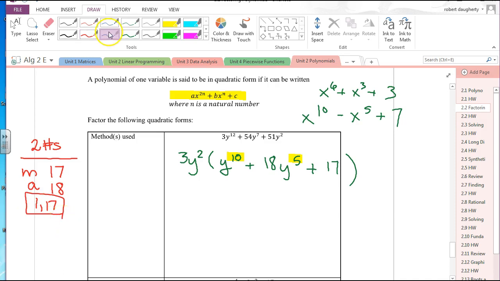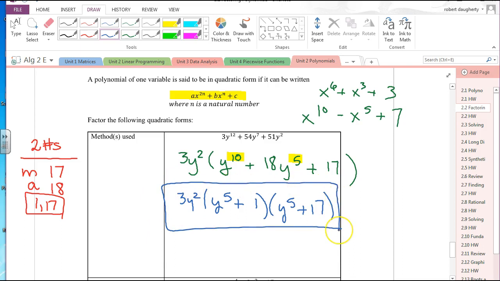So I'm going to have 3y squared, and here's where it's different. It's not y plus 1, y plus 17. This is y to what power? So it's y to the 5th plus 1, y to the 5th plus 17. That's the factorization of this one, okay?